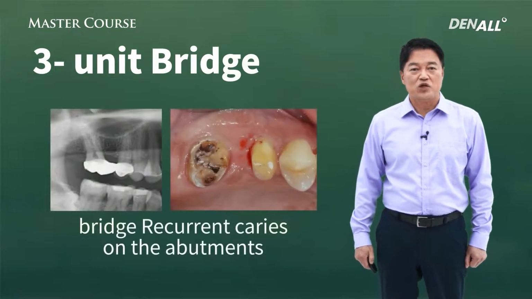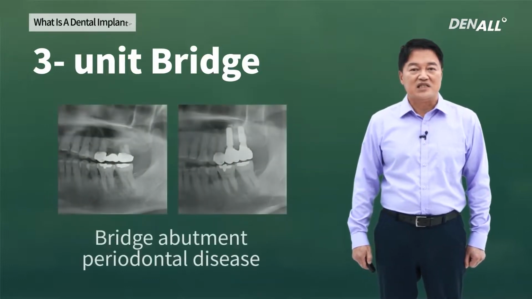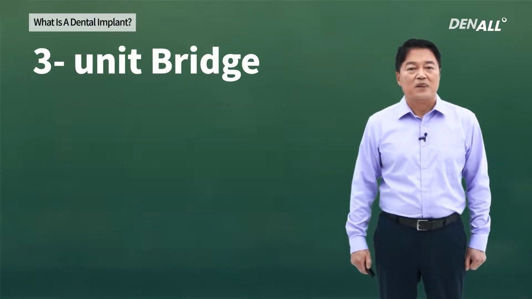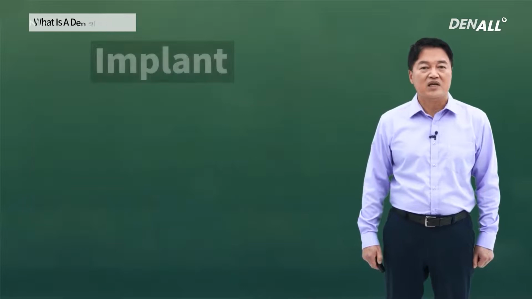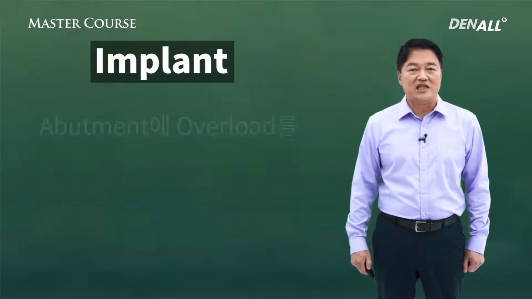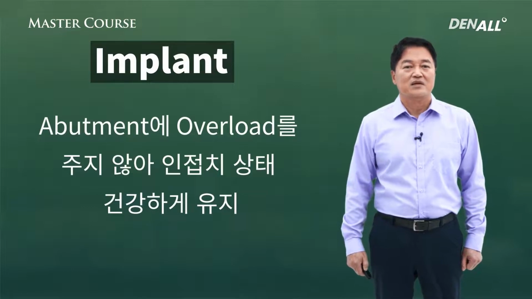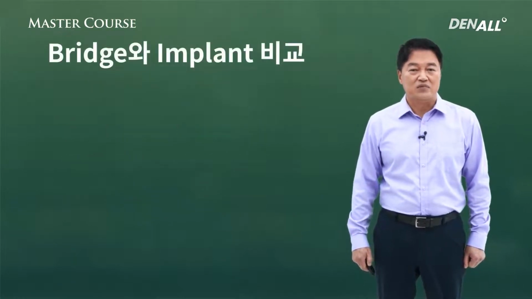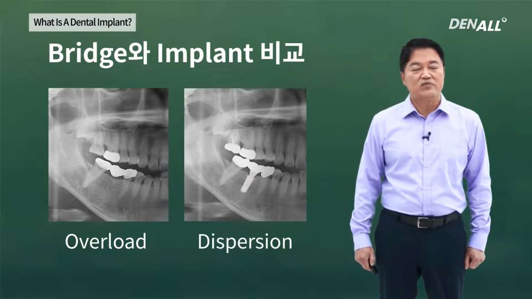As shown, in a 3-unit bridge, on the abutment, caries can occur, as well as periodontal disease or abutment fracture. Such situations can occur frequently. On the other hand, natural teeth can be maintained if you use implants, and overload is not applied to abutment, so adjacent teeth can be maintained in a healthy way. Let's compare bridge and implant. With a bridge, in the missing area, overload is applied to the abutments on both sides. However, if you use implant treatment, force is dispersed.